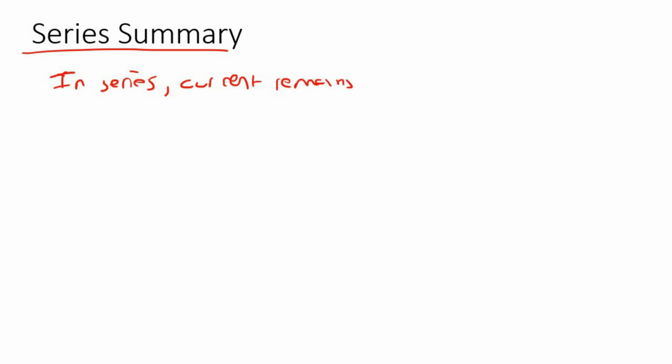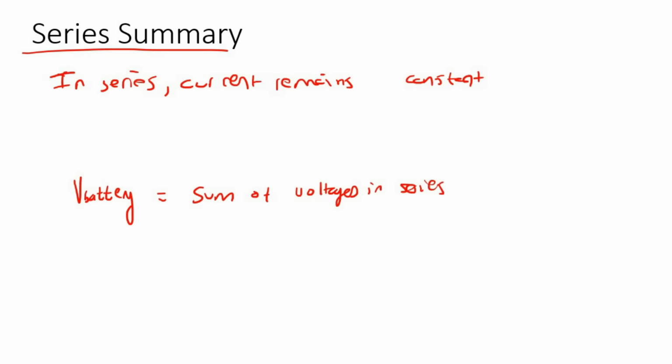So the only summary that I want you to remember now for series circuits is that in series, current remains constant. And then that formula that I showed you about the battery, that you are going to use for all circuits: the sum of voltages in series plus parallel branches, which we haven't looked at yet. We haven't looked at that, and there's something special that I need to show you there.